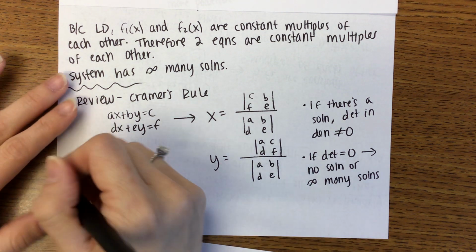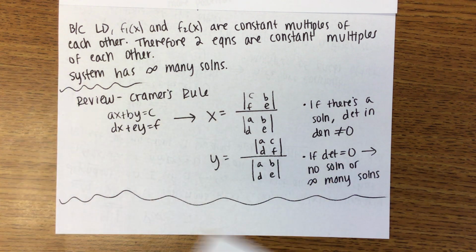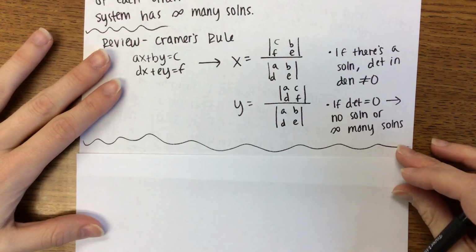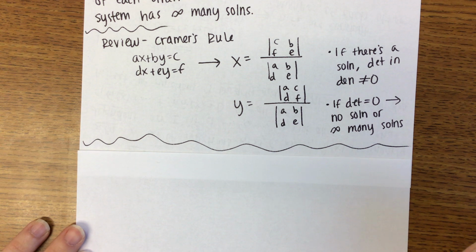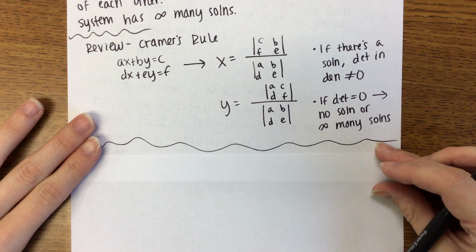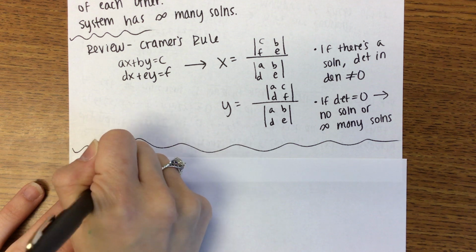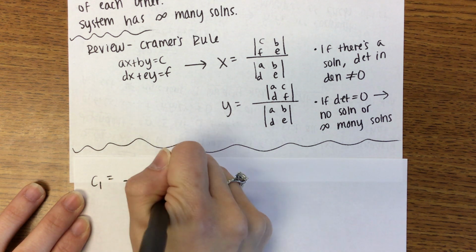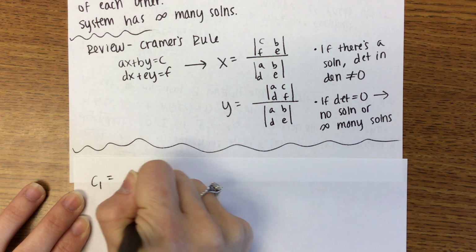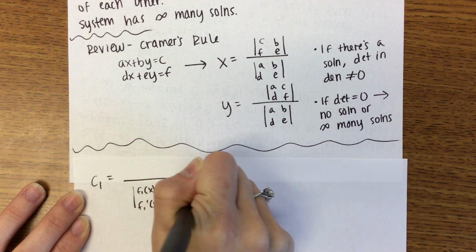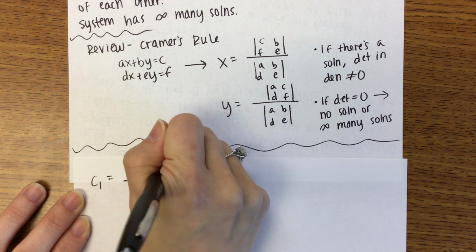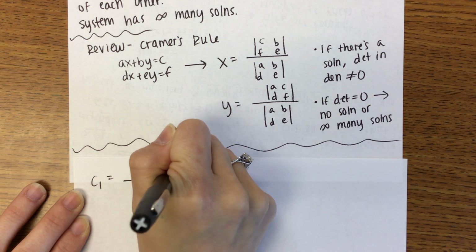Okay, so that was our side review. And let's go back to our proof. Now remember, we are trying to find C1 and C2. So if we wanted to find C1 using Cramer's rule, the denominator is going to be the coefficients, so that would be f1 of x, f2 of x, f1 prime of x, f2 prime of x. In the numerator, it would be 0, 0, and then f2 of x, f2 prime of x.